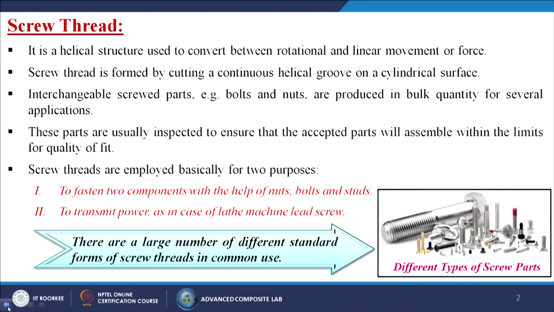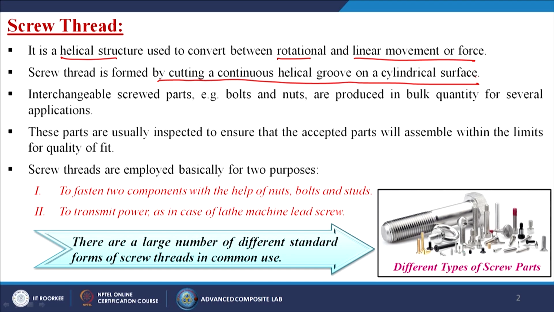Hello my friends, today we are going to discuss the new chapter, that is screw thread metrology. So, before we start, let us know what a screw thread is and why it has such high importance. Generally, when we talk about a screw thread, we are talking about a kind of mechanical fastener. It is a helical structure used to convert between rotational and linear movement or force. A screw thread is formed by cutting a continuous helical groove on a cylindrical surface.